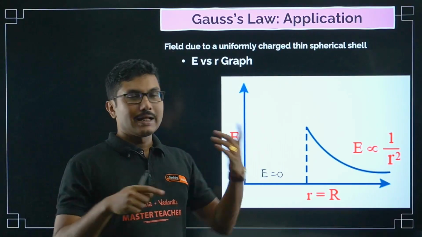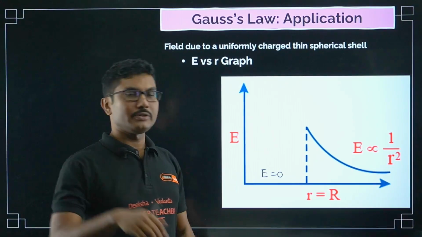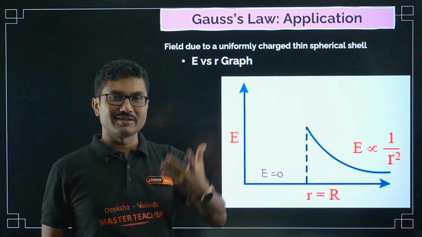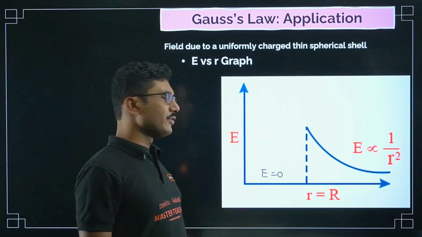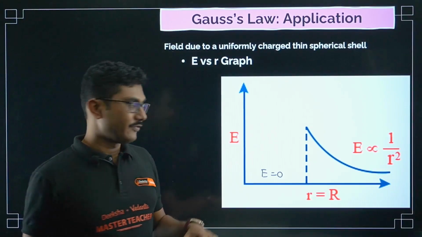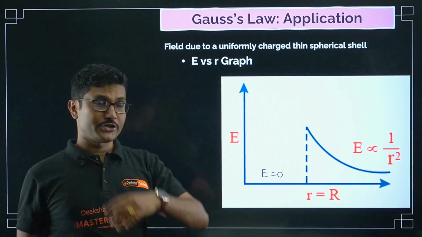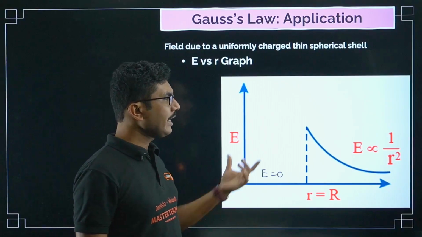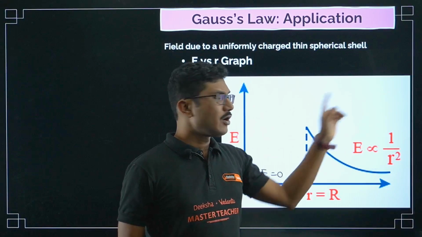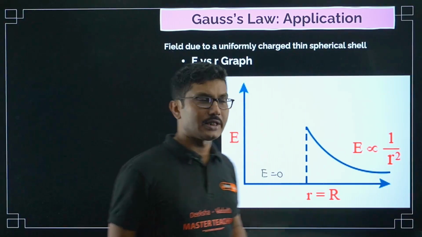In KCET, they sometimes ask the same question with a solid conductor. The potential graph is slightly different, so that's why they try to confuse you between the potential graph and the electric field graph. We will see that in our potential chapter. Anyway, as you can see, the electric field is proportional to 1 by r square for any points outside the shell.